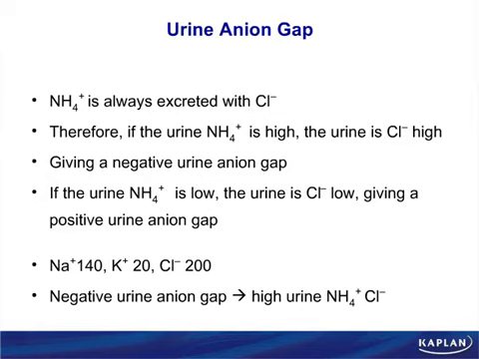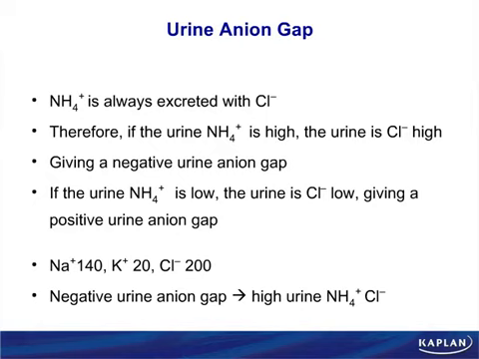You look for sodium, you look for potassium, you look for chloride. You look for your two cations, which are sodium and potassium, and you look for your anion, which is chloride. Let me give you some numbers. Let's say your chloride is 200, your sodium is 140, your potassium is 20. If you add these numbers up, you see that there are more anions than cations. We would say that this is a negative urine anion gap. That would tell me that there's ammonium in the urine. That would tell me that this urine has a high amount of acid.